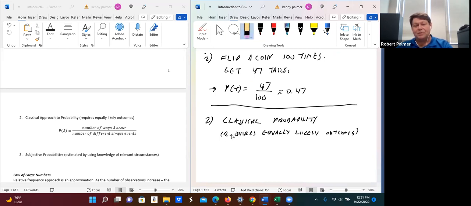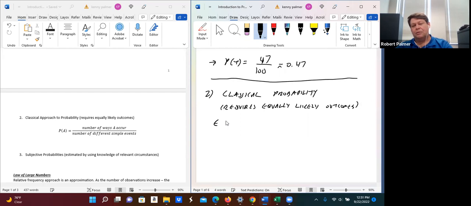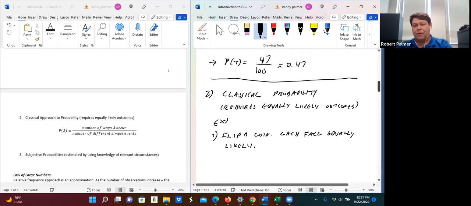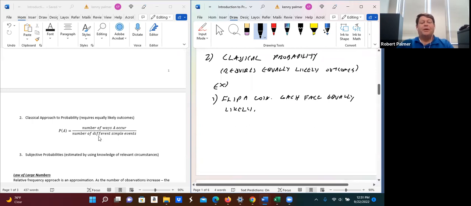So an example of this would be, as you just mentioned, flipping a coin. So as far as our examples, number 1, you flip a coin. Okay, say it's a fair coin, so each face, each side, is equally likely.